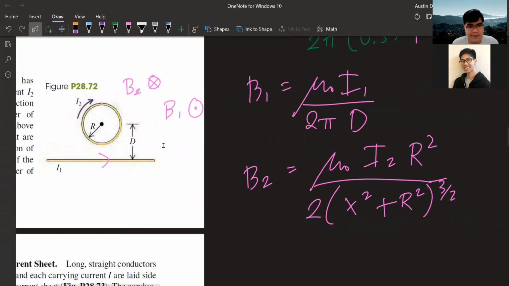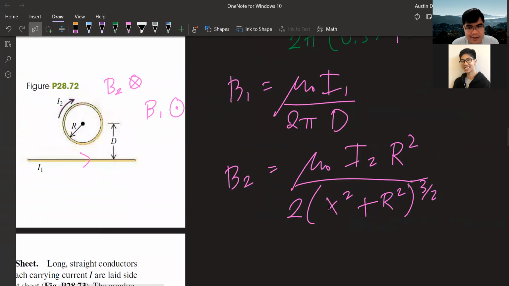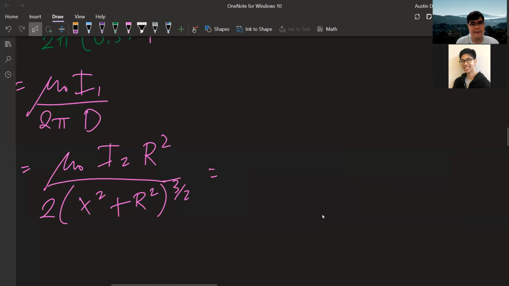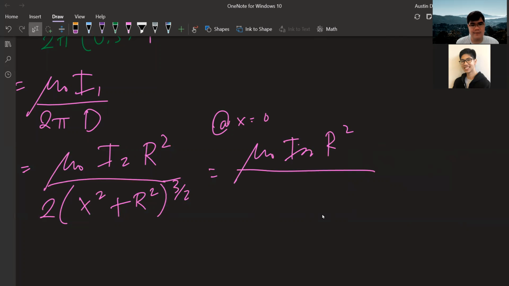Okay, so if you look at this point, if you go into the page and look at how strong the field is there, x will change. But if you're at the center of the loop, it means x is equal to 0. So we plug in that. We have mu naught I2 r squared over 2 times r squared to the 3 halves.